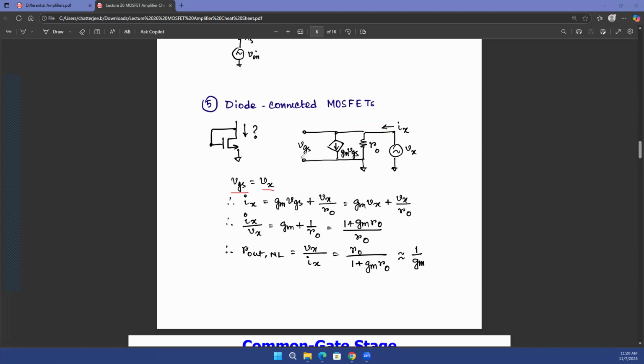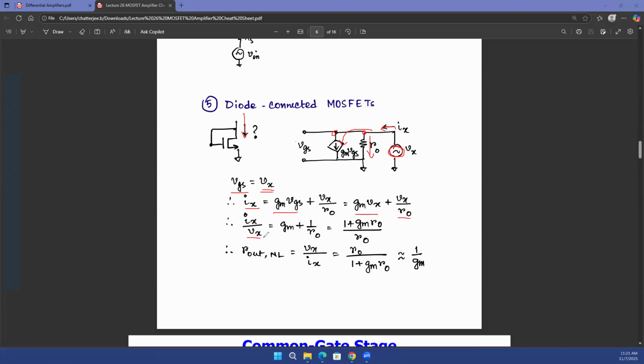VGS is equal to Vx, right? You're going to look at the resistance looking into the drain terminal. So at the drain terminal, I'm connecting a Vx voltage source, and I'll try to find out how much Ix comes out of that Vx. Since this is Vx, the gate is the same node and the source is grounded, my VGS is actually equal to Vx. Ix will be equal to gm VGS, the current flowing through this path, plus Vx over RO, the current flowing through this path. So you have gm times Vx plus Vx over RO.